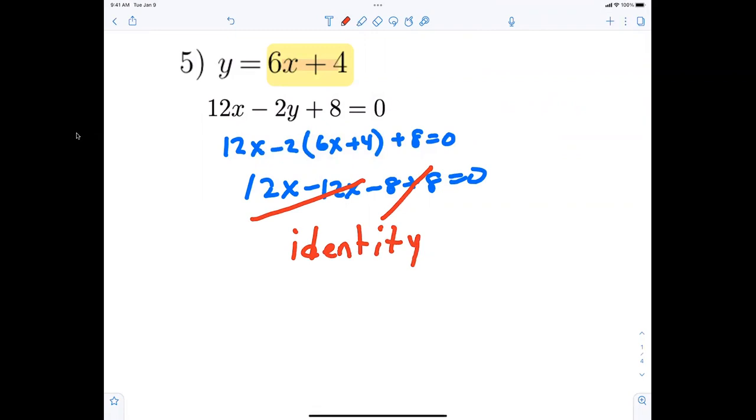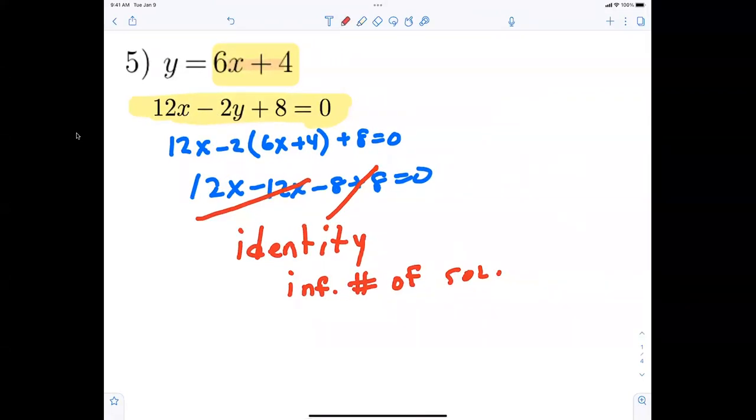That's an identity, which means it's everything. Now watch, I want you to listen to me. There's an infinite number of solutions. What does that mean? Well, I'm going to show you something. I want everybody to take this puzzle right here. I'm going to solve that for y. So I'm going to add 2y to the other side. So I have 12x plus 8.